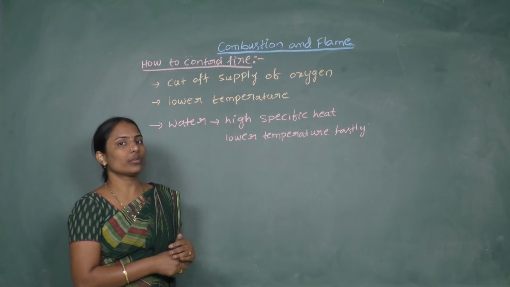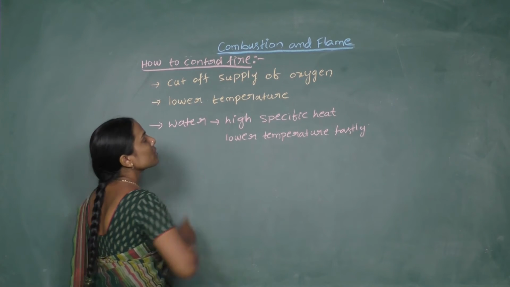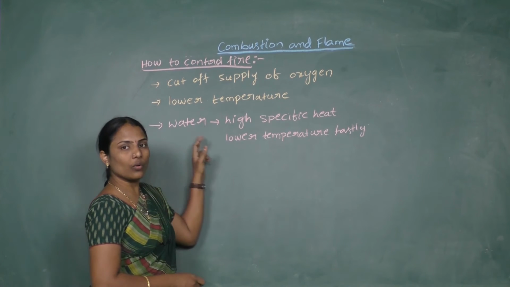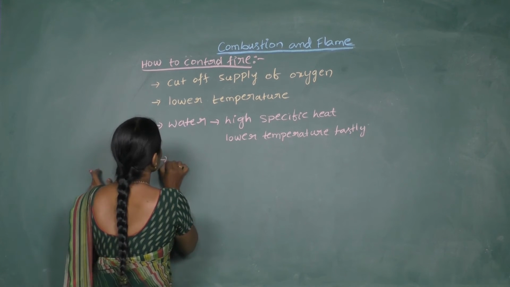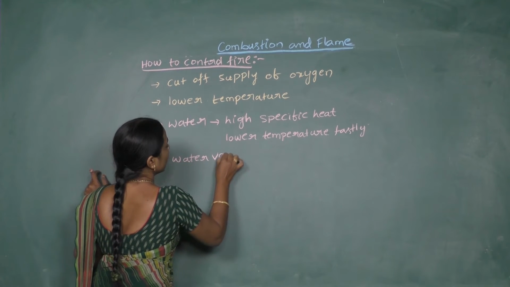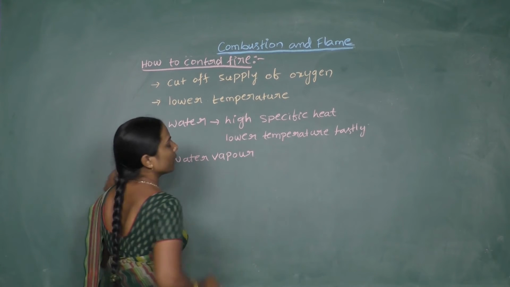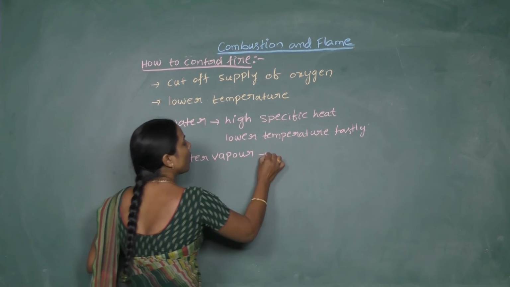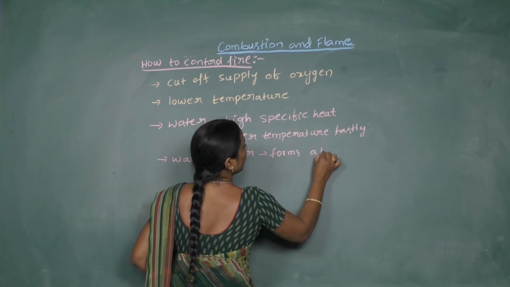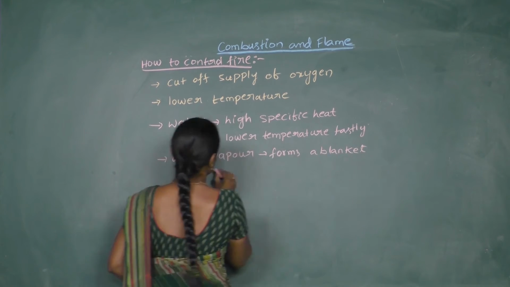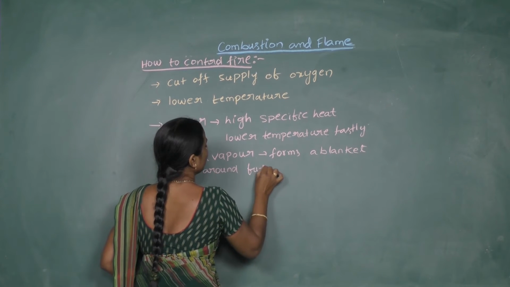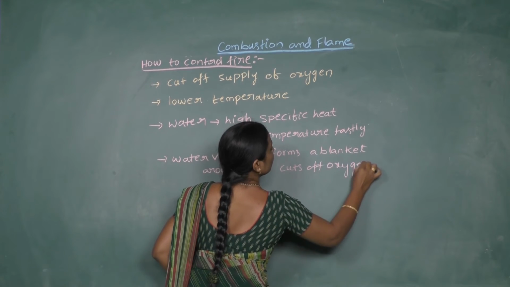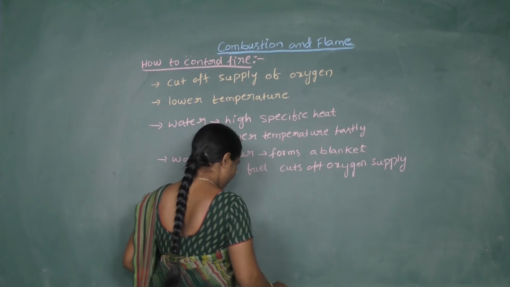Now the next thing we require here is cutting off the oxygen supply. We need to cut off the oxygen supply. The water we have thrown will be converted into water vapor, and the vapor forms a blanket around the fuel and cuts off the oxygen supply, right?